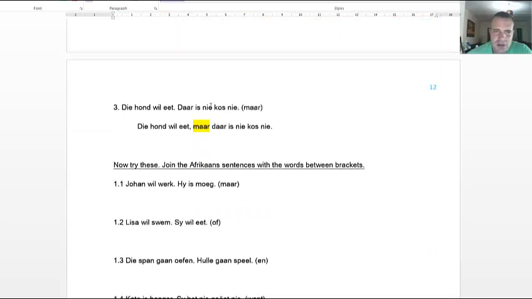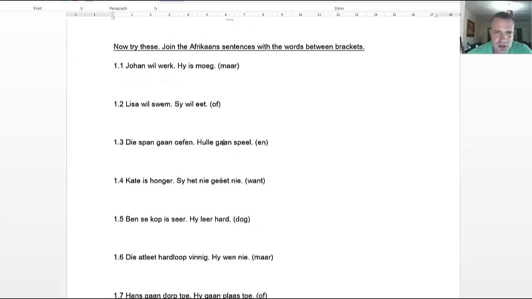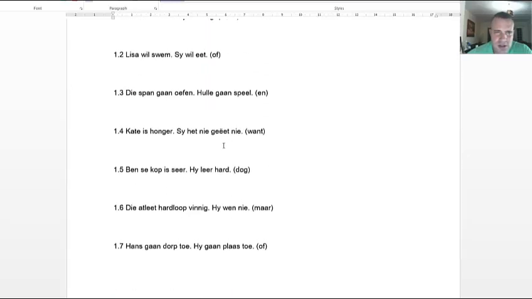Die hond wil eet, daar is nie kos nie. The dog wants to eat, there is no food. And the conjunction is but. First of all, you need to know what maar means: but. And you need to know that it's in group 1. So if you use it like that: die hond wil eet, maar daar is nie kos nie. There's your subject marker. There's your verb. It doesn't change position.